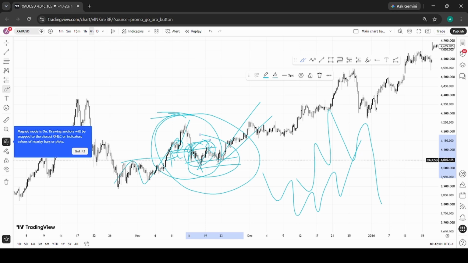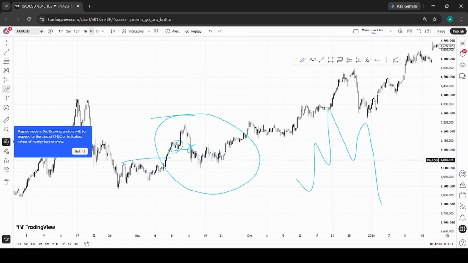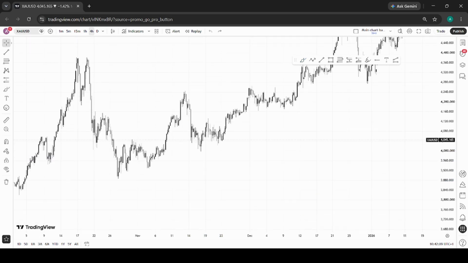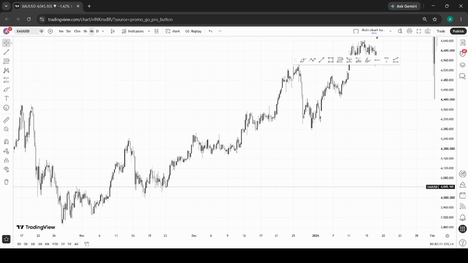So this is a clear definition of change of character. It's so simple to understand. So now you have understood the clear meaning of market structure, uptrend, downtrend. You have understood what I mean by break of structure. You have understood what I mean by change of character. Let me show you what I mean by internal market structure and external market structure.